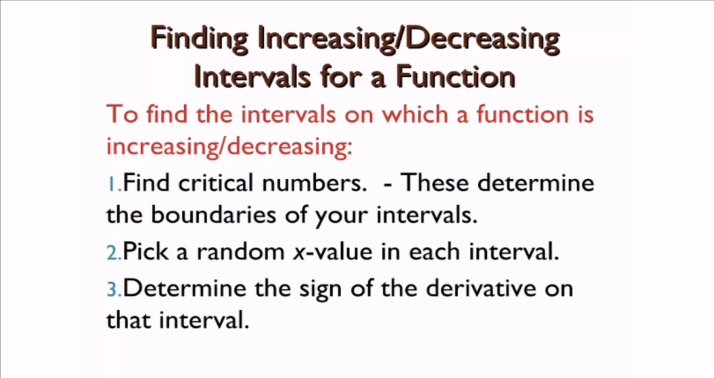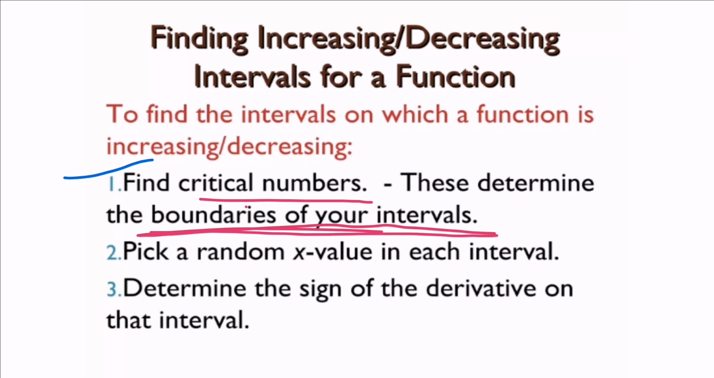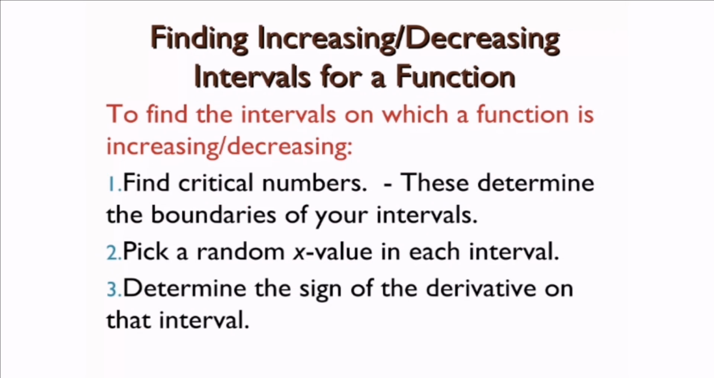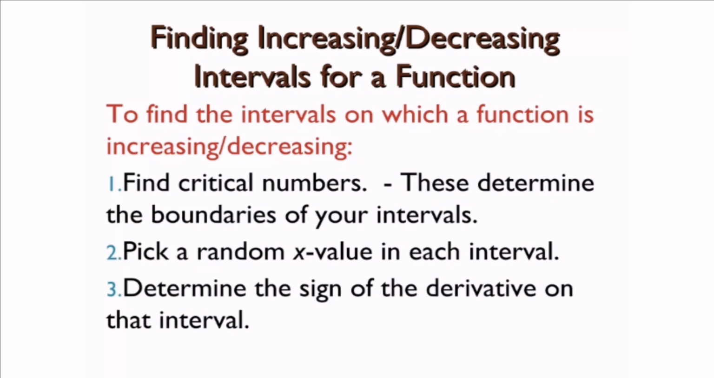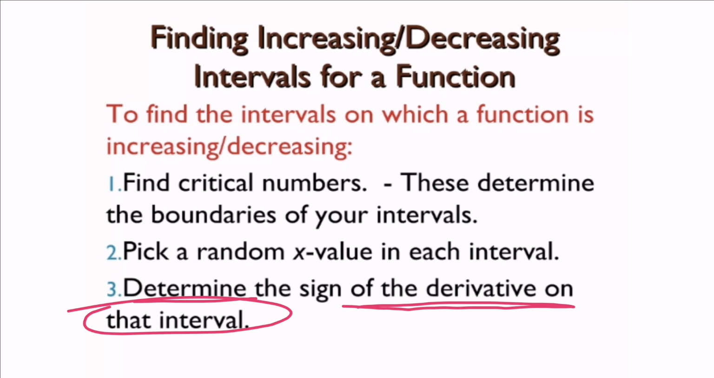First, we have to find critical numbers. Critical numbers. These determine the boundaries of your intervals. Second, pick a random x value on each interval. Means we have to pick a random test value on each subinterval. Thirdly, determine the sign of the derivative on that intervals.